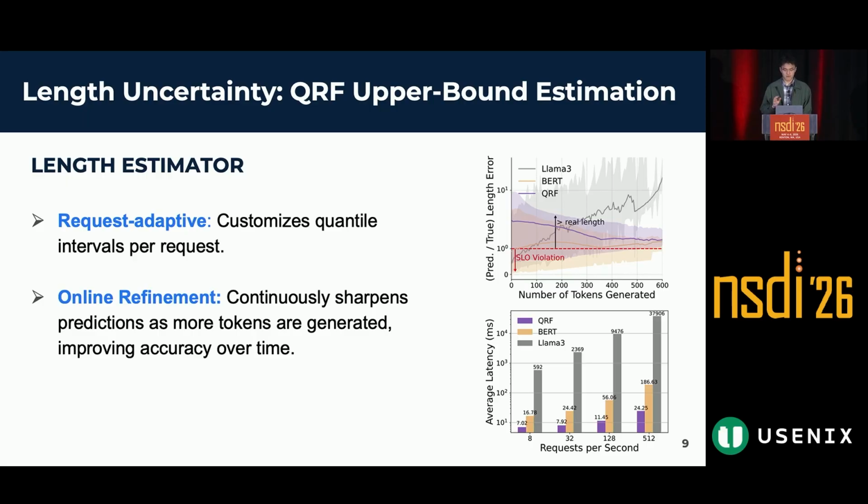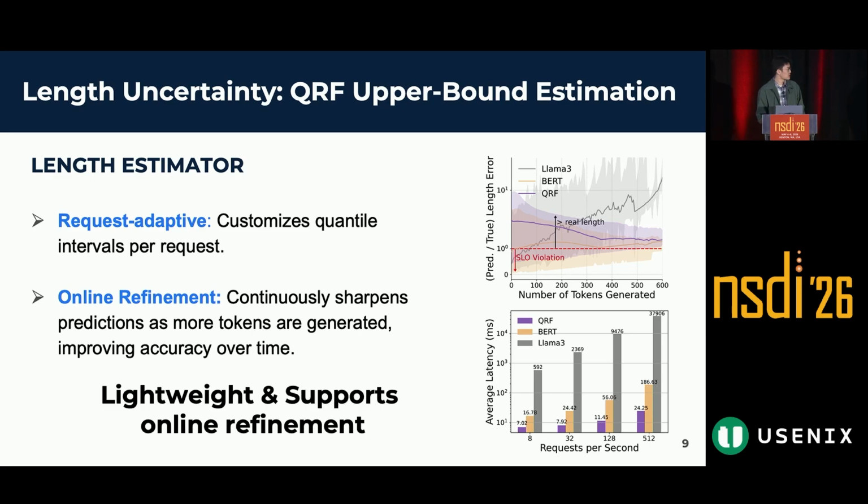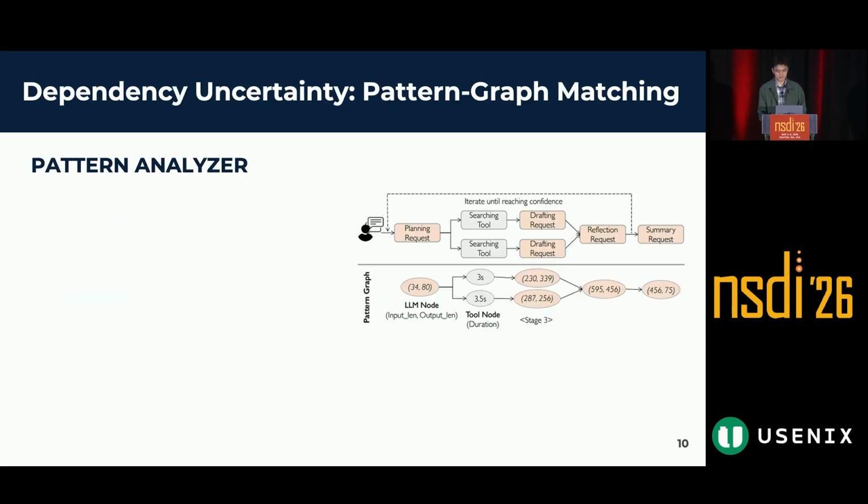The top right figure plots show QRF's error converge within the SLO bound, while Llama model predictors keep drifting and violate the SLO. The bottom figures show that QRF is much faster at higher RPS, so it is lightweight, accurate, and refines online. For dependency uncertainty, especially for agentic requests, we introduce a pattern analyzer.